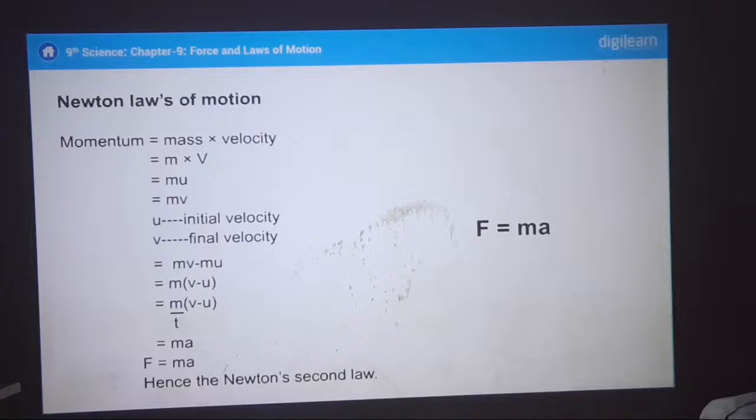From this, we can state Newton's second law of motion as: the rate of change of momentum is directly proportional to the impressed force and takes place in the direction of the application of the force.